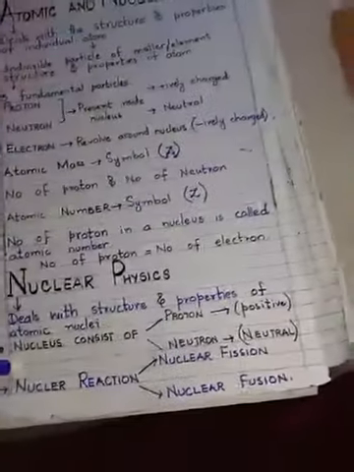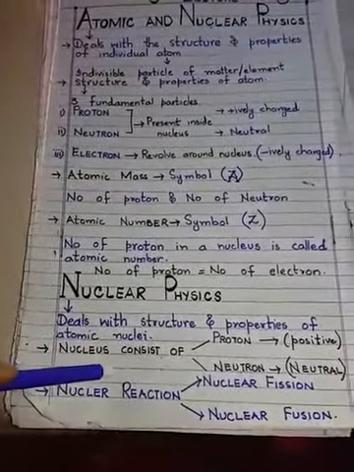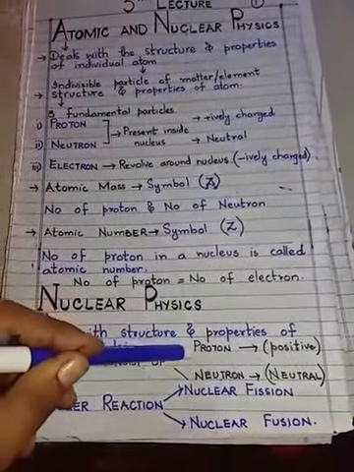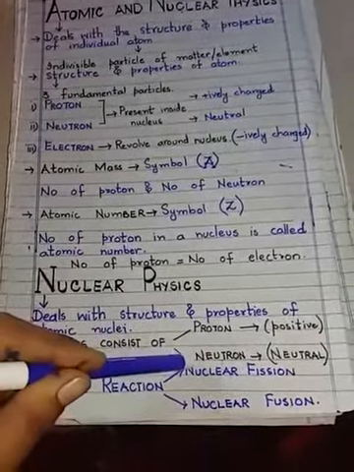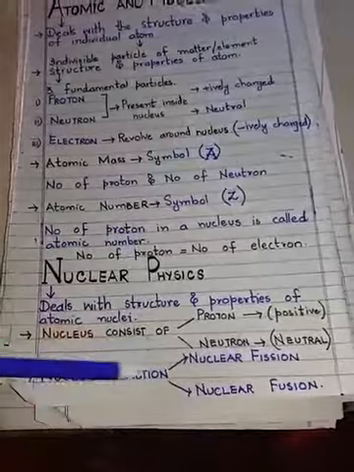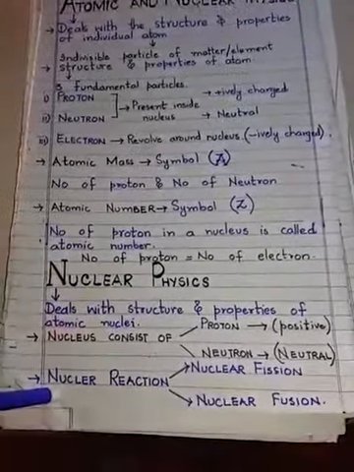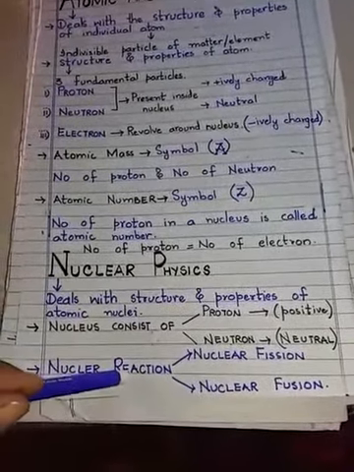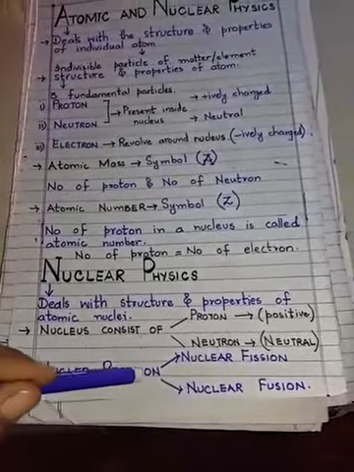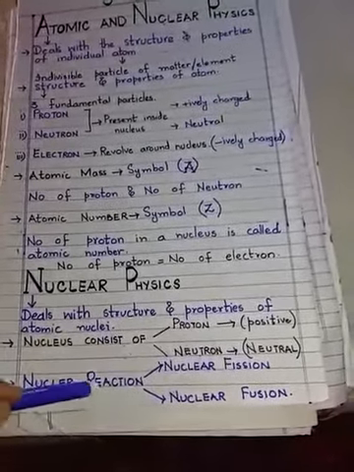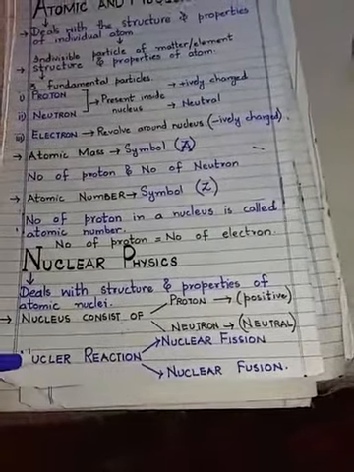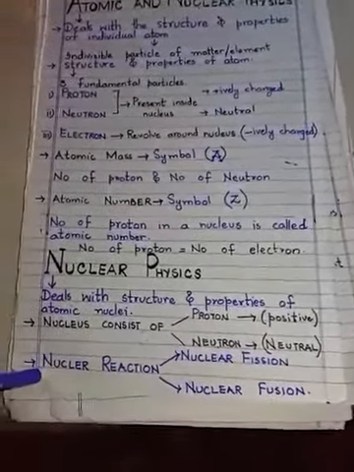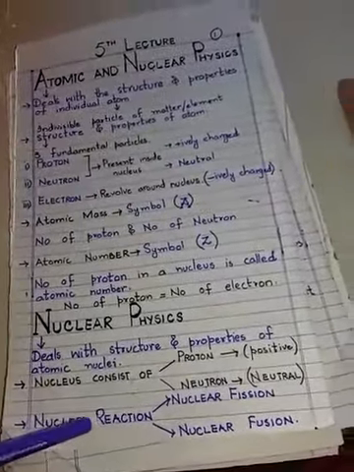Girls, as you know very well, a nucleus consists of a number of protons and a number of neutrons. Protons carry positive charge and neutron is a neutral particle. Next, in nuclear physics we also discuss nuclear reactions. What is a nuclear reaction? Nuclear reaction, as its name indicates, girls, is the reaction which is carried out inside the nucleus of an atom. That is known as the nuclear reaction.